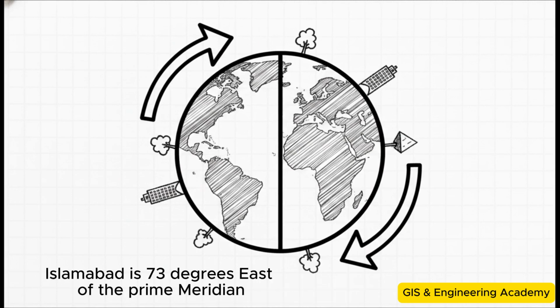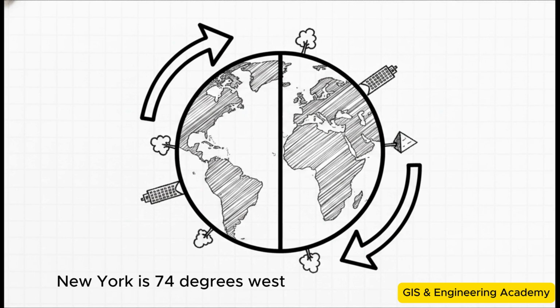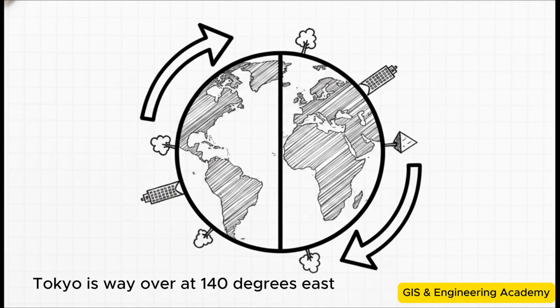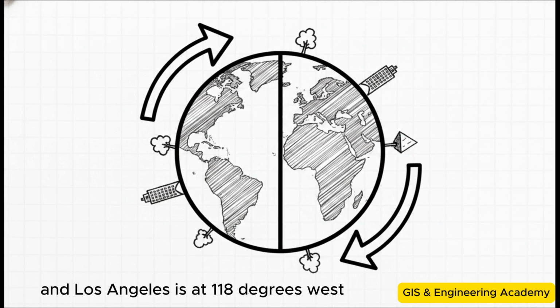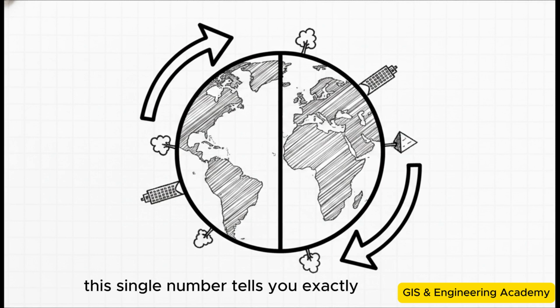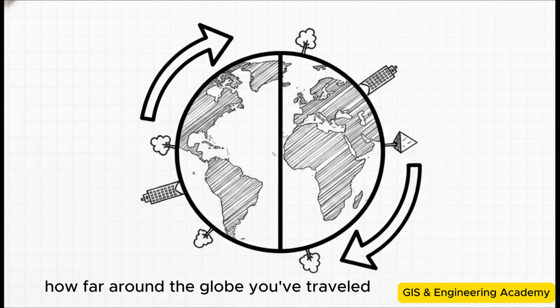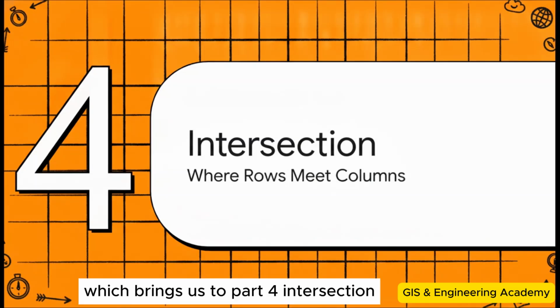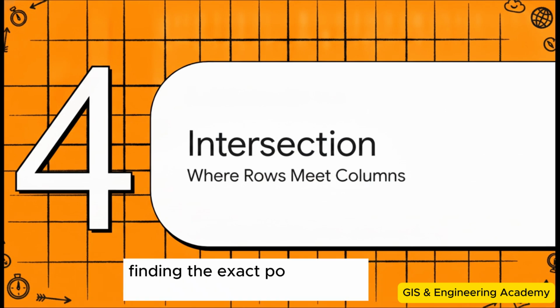Islamabad is 73 degrees east of the prime meridian. New York is 74 degrees west, Tokyo is way over at 140 degrees east, and Los Angeles is at 118 degrees west. This single number tells you exactly how far around the globe you've traveled from that starting line in Greenwich. Which brings us to Part 4, intersection, finding the exact point where rows meet columns.